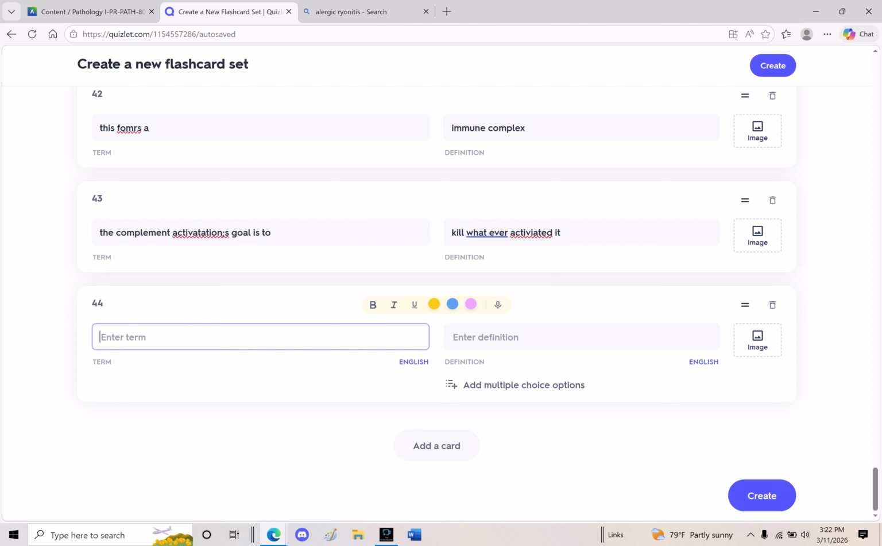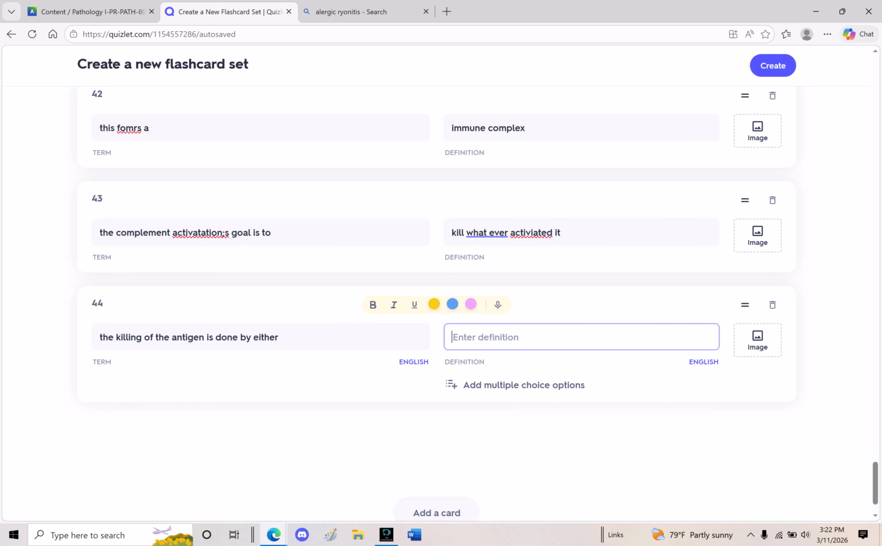Right? Now, when you activate this complement-mediated cytotoxicity, which is the mechanism of killing it, you're trying to destroy it. You have 2 ways it can happen. You have direct lysis, and you have opsonization. Most of the time, type 2 hypersensitivity reactions will end with the antigen being destroyed by either direct lysis, remember lysis is breakdown, right? So you're directly breaking it down, or you're opsonizing it.